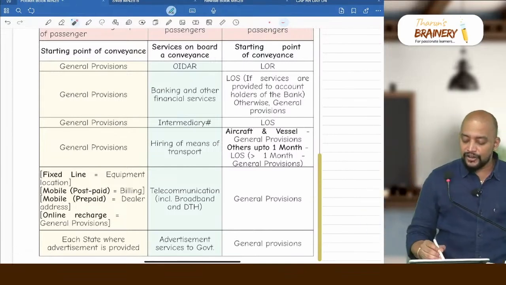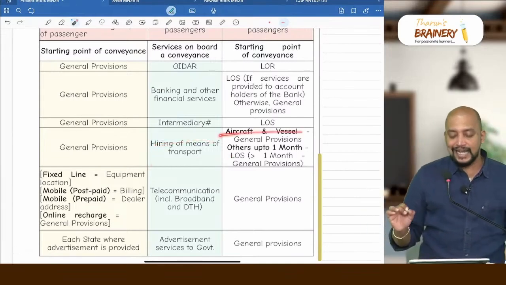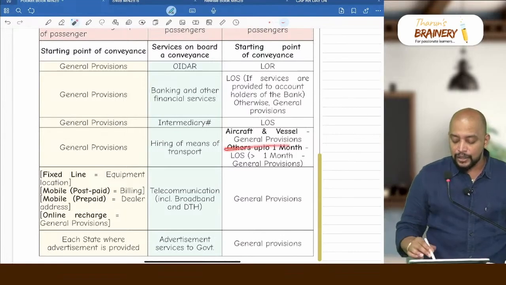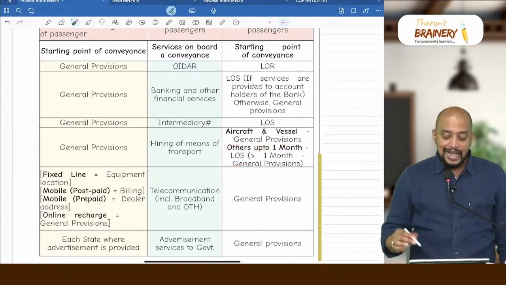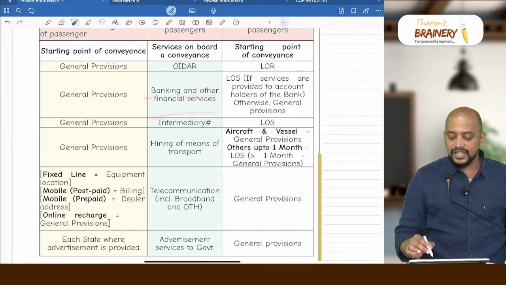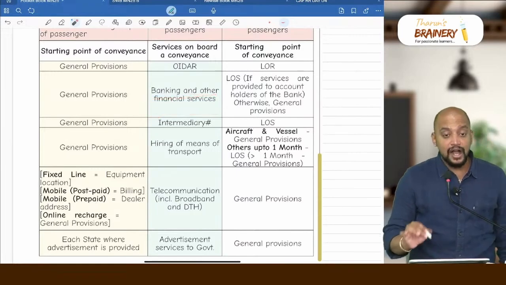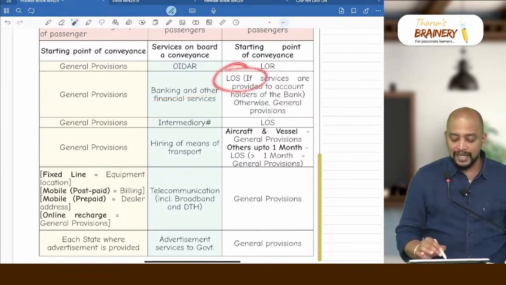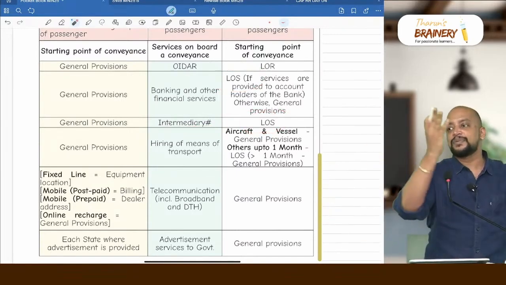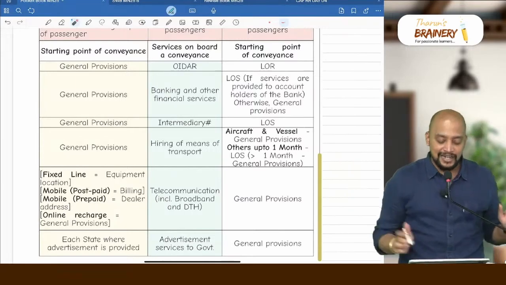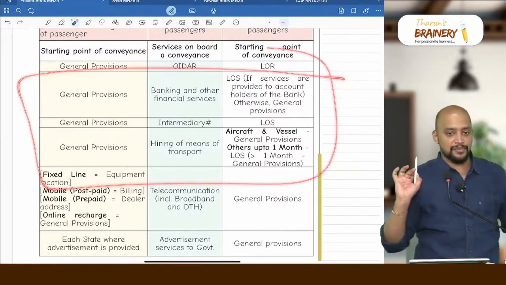That is hiring of means of transport other than aircraft or vessel up to 1 month. Location of supplier will be taken as place of supply up to 1 month, correct? And banking and other financial services to account holders, location of supplier; intermediary services, location of supplier. In all other cases, general provisions, let it be section 12 or section 13. So these 3 also easily you can remember, that is RBI, location of supplier.